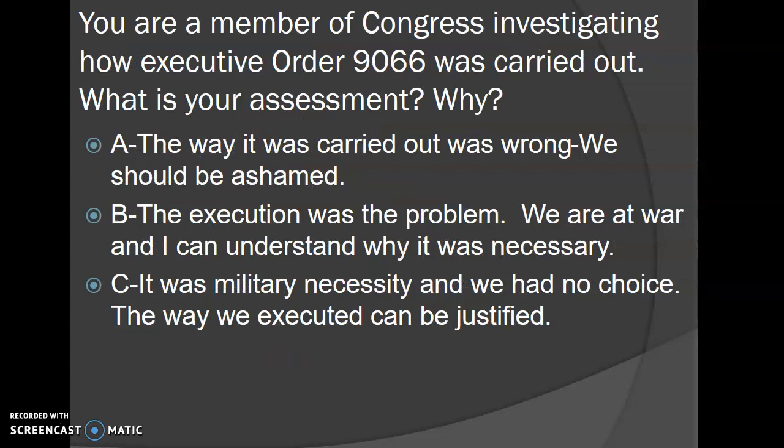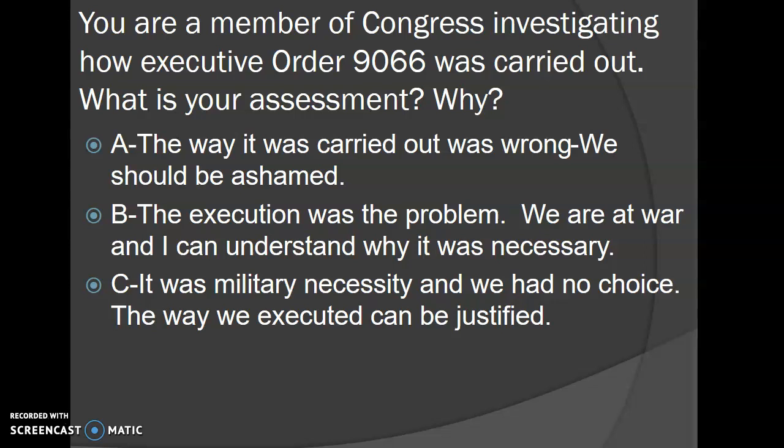So, how do you think we should view Executive Order 9066? A, the way it was carried out was wrong. We should be ashamed. B, the execution was the problem. We were at war, and I can understand why it was necessary. Or C, it was a military necessity, and we had no choice. The way we executed it can be justified.